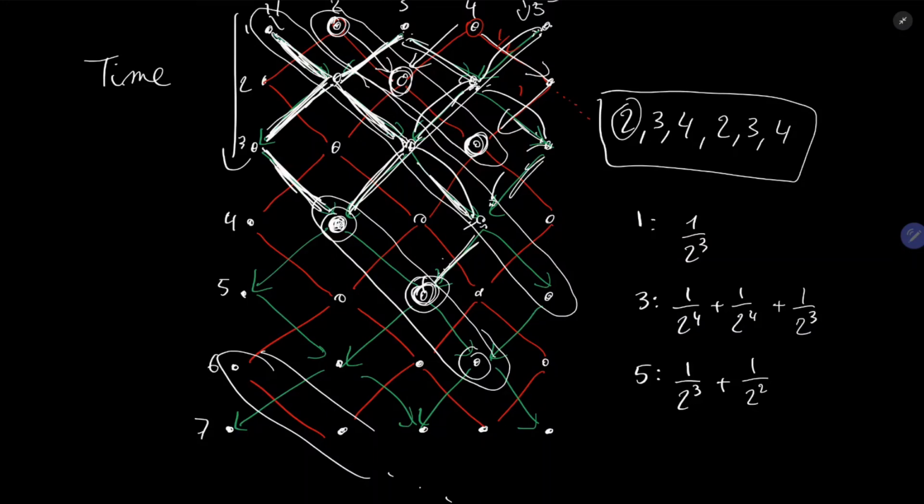If we start from hole number 1, we have a probability to be caught on day number 5 of 1/8. For this one, we have 1/8 plus 1/8, so 2/8 or 1/4. And if we start from hole number 5, we have a probability of 1/8 plus 1/4, so 3/8.